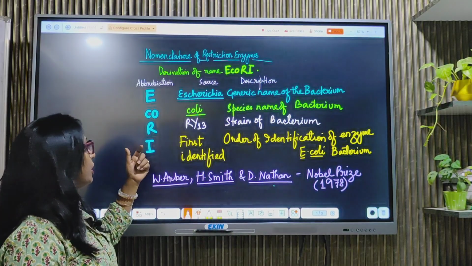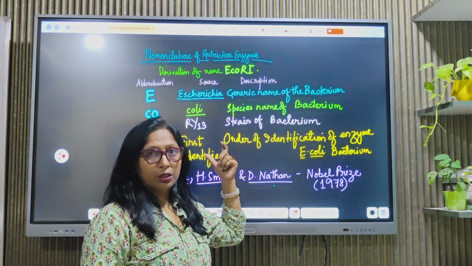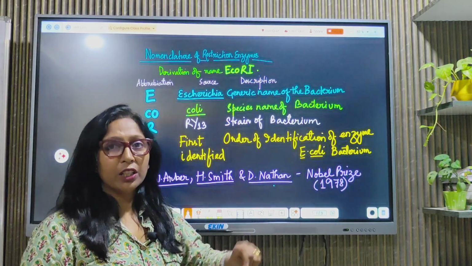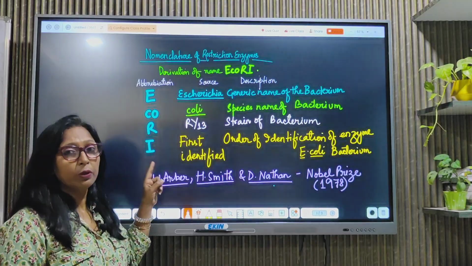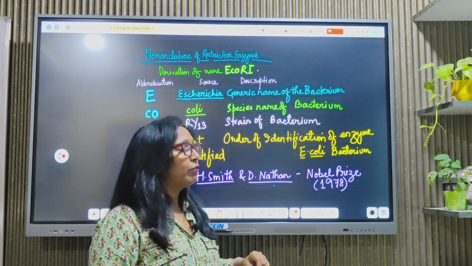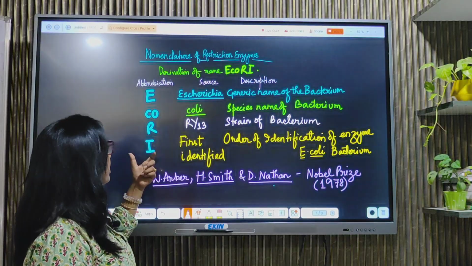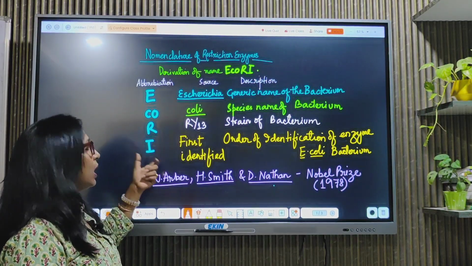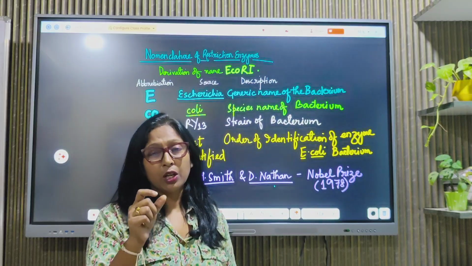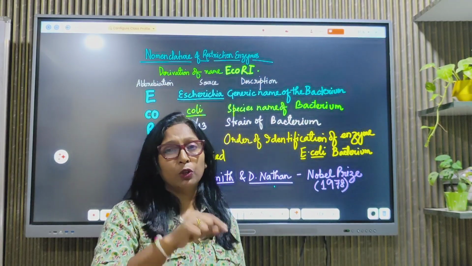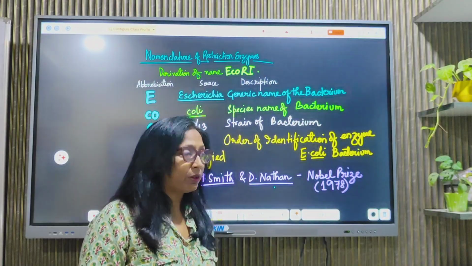And then we have the strain of the bacterium. Here it's R, derived from RY13, the strain of the bacterium. And then the Roman numeral represents the order of identification of the enzyme, right? The first identified is this one, and hence it's EcoR1. Remember, the first three letters must be in italics, followed by capital R and then the Roman numeral 1, right?